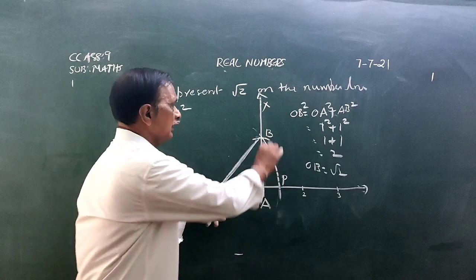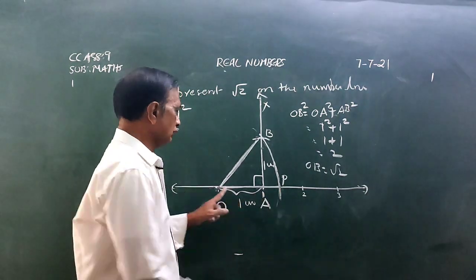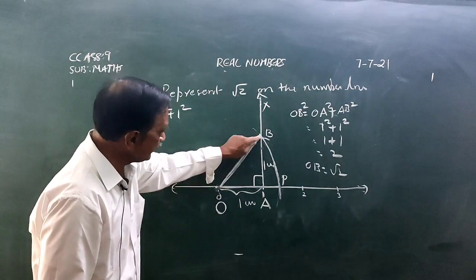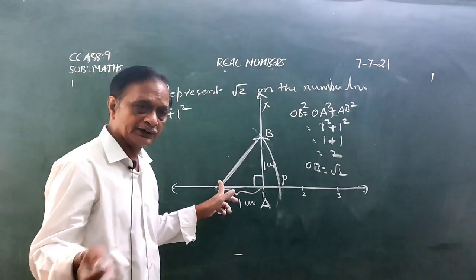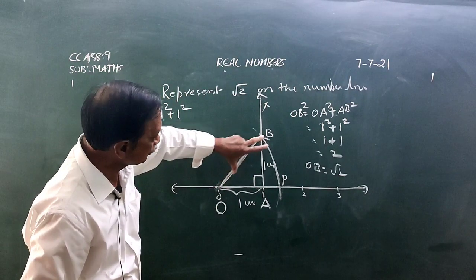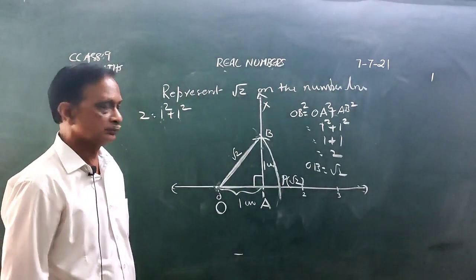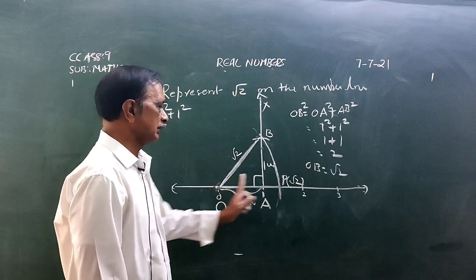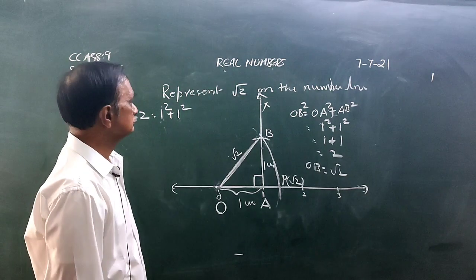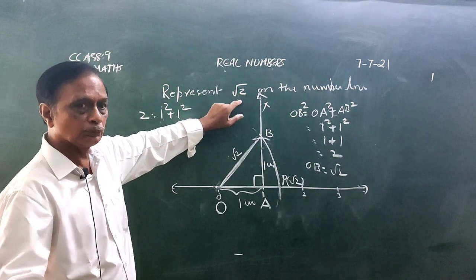Taking O as center and OB radius, drawn an arc to intersect the number line at P. Now here, if you go on continuing this arc, you will get a circle in which OB and OP are radii. So in a circle, all radii are equal. As the length of OB equal to root 2 units, the length of OP is also root 2 units. That means P represents root 2 on the number line. That's why, like that we draw or mark or represent root 2 on the number line.